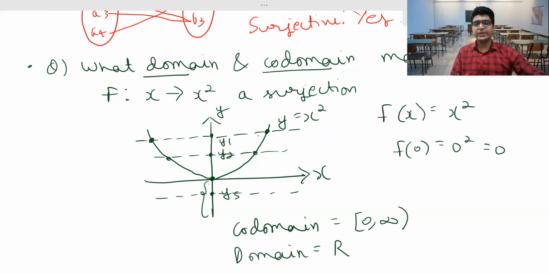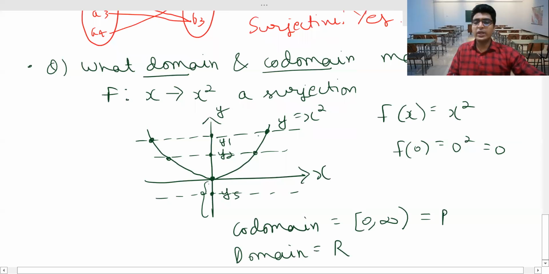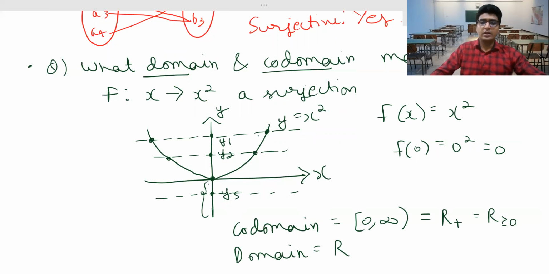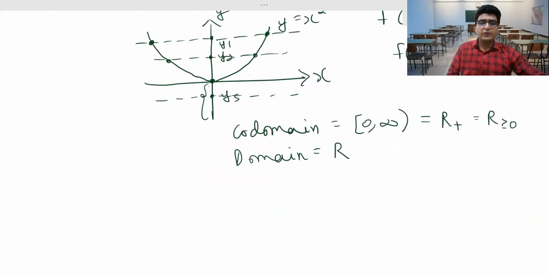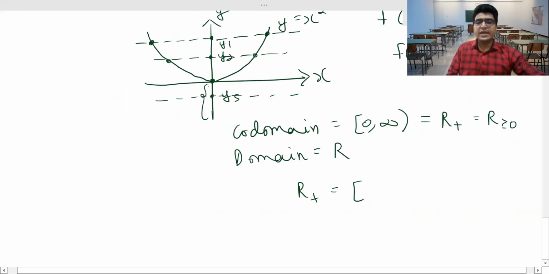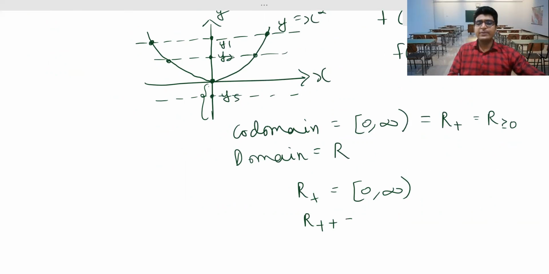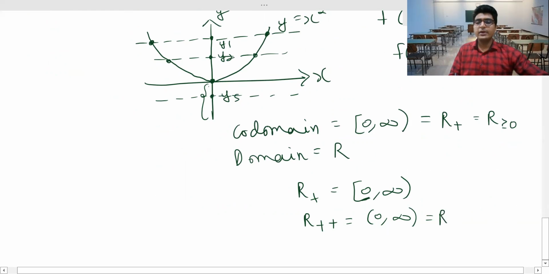But codomain has to be restricted. Codomain cannot be the whole real line. It has to be from 0 till infinity. And we can also call it R plus, or we can also call it R more than or equal to 0. Okay. Let me make it clear right now that R plus is same as 0 to infinity, and we'll be using the symbol R plus plus for strictly positive real numbers. Okay. So here 0 is not included. Here 0 is included, right? But here we have not included 0. Basically, it is R more than 0. This is R more than or equal to 0.